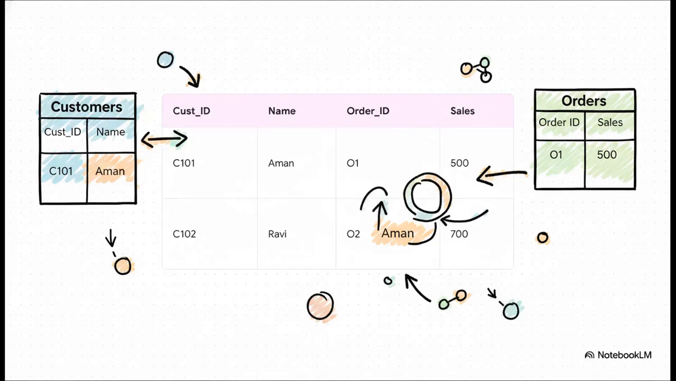Now here's where things get really interesting. In the real world, you almost never have just one giant spreadsheet. You usually have a separate customers table and an orders table. So how do we make them talk to each other? How do we link a customer, like Aman, to his specific sales figures?